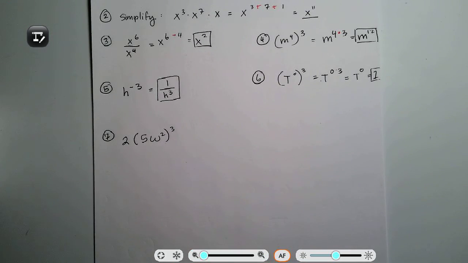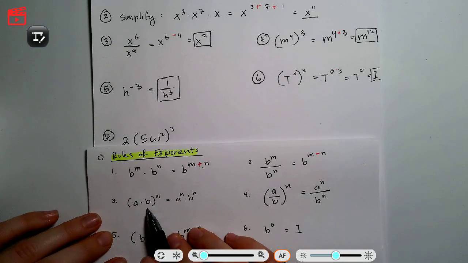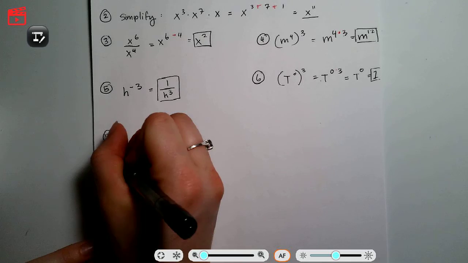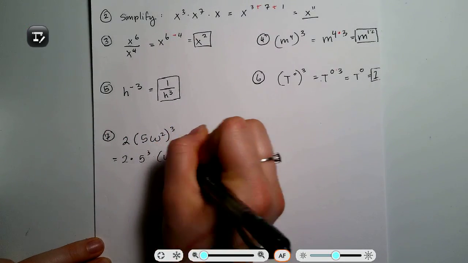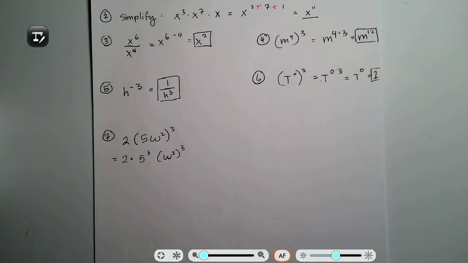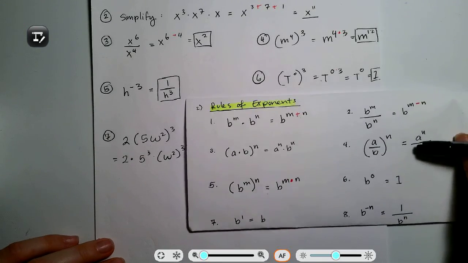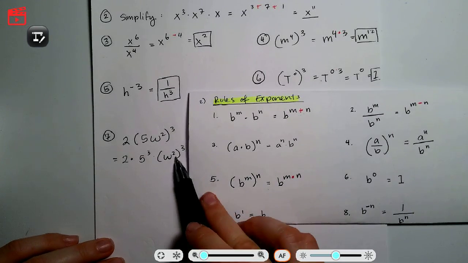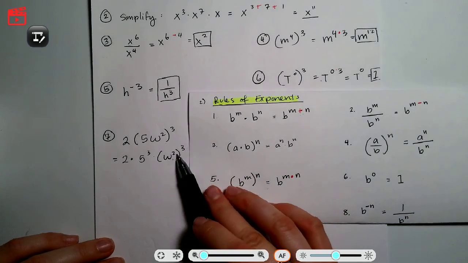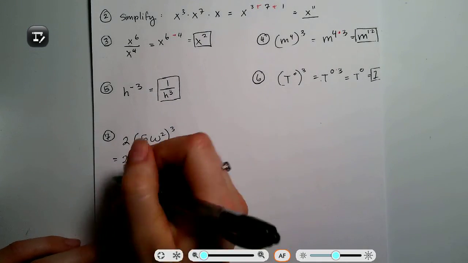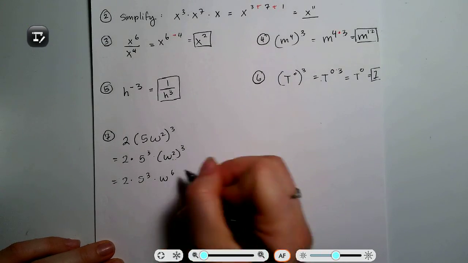So the rule of exponent I'm going to use will be number 3. So this is going to equal 2 times 5 to the 3rd power times w squared to the 3rd power. Now, are there any other rules of exponents I can use? See those parentheses? This one is rule 5. So we'll multiply the exponents together. 2 times 3. So 2 times 3 is 6.